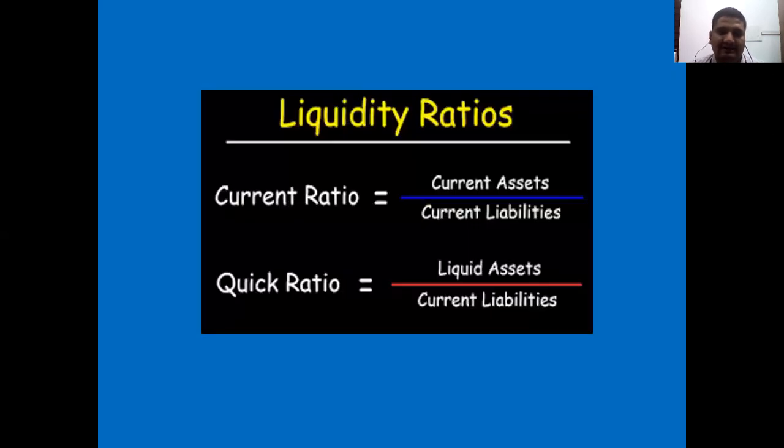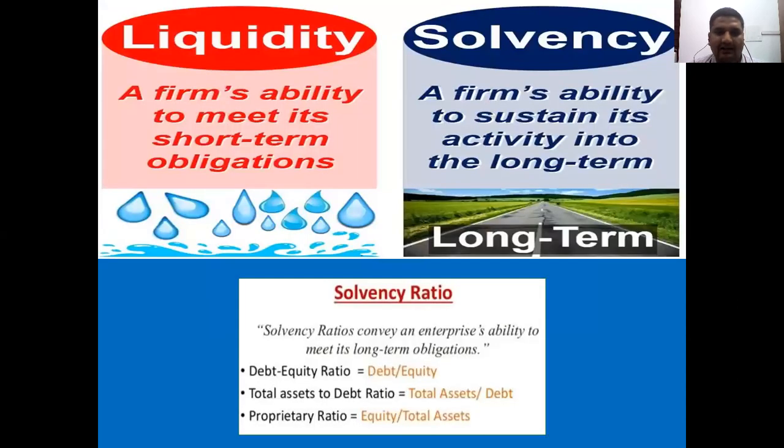So the liquidity ratio formulas are like this: current ratio equals current assets divided by current liabilities; quick ratio equals liquid assets divided by current liabilities. Liquidity is a firm's ability to meet its short-term obligations. Solvency is a firm's ability to sustain its activity into the long term. Solvency ratios convey an enterprise's ability to meet its long-term obligations.